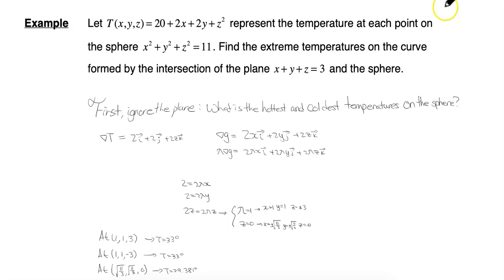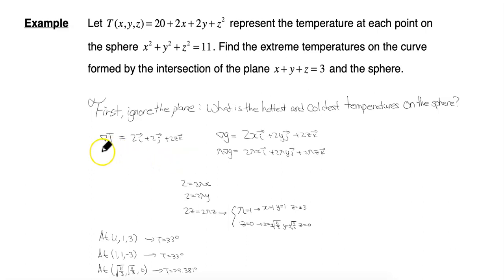So before solving this entire exercise, we're going to ignore the plane. So the question is just, what is the hottest and coldest temperature on the sphere? So we know the temperature is given by that. We have all the points on the sphere, and we're looking for the highest and lowest temperature. So the max and min of function T. So we can use Lagrange. It's not an inside region. It's like a boundary without the inside, actually.